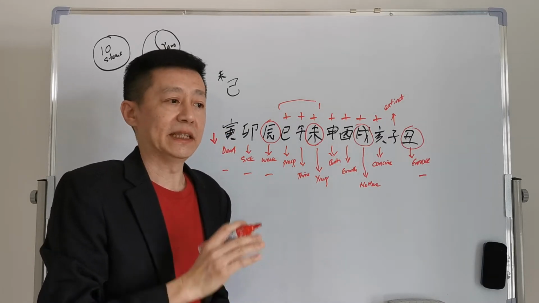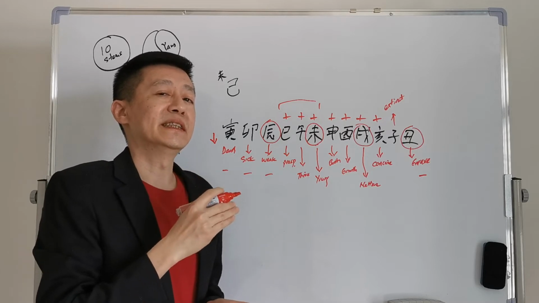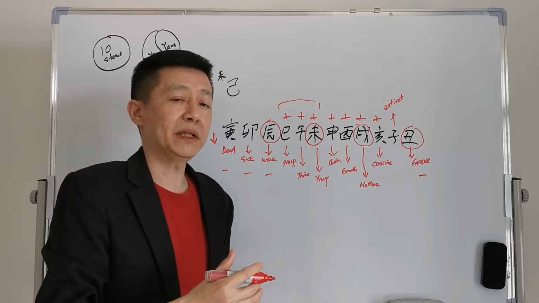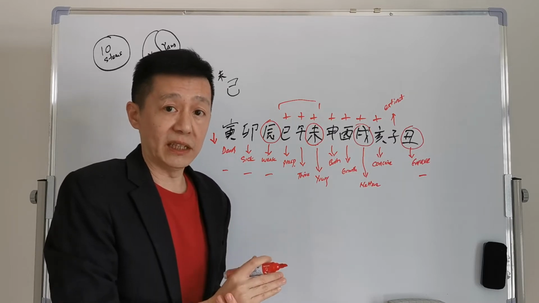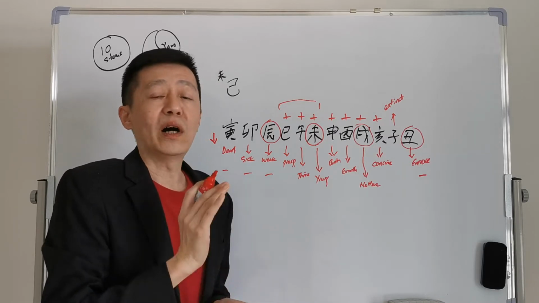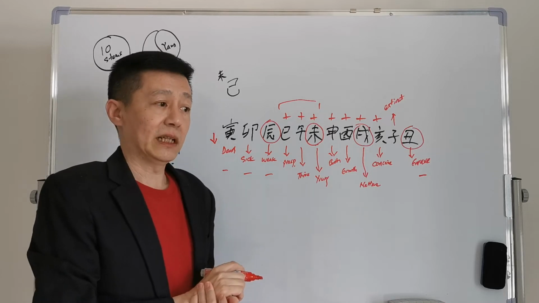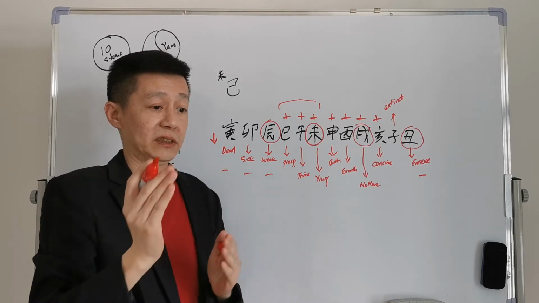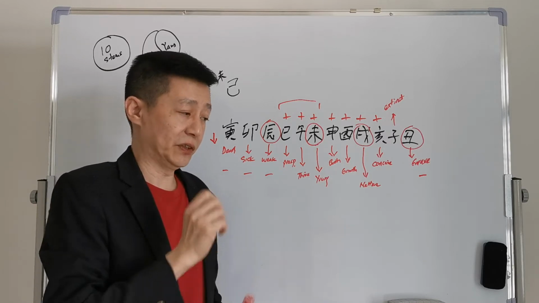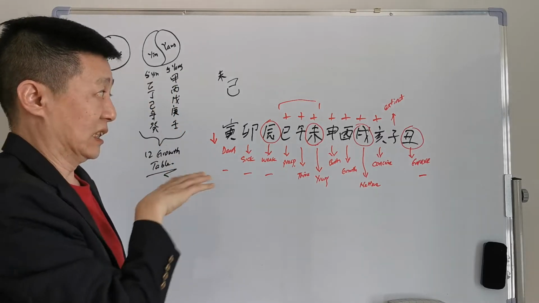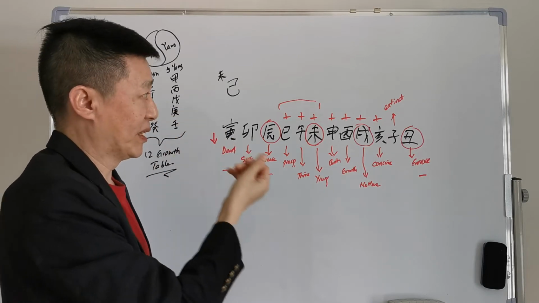Understand? Then you must also understand where this appears in a person's chart. It can appear in the year, in the month, in the day, or in the hour. All are different readings. How to read the year, the month, the day, the hour, I will cover in my next video. But this is the concept. You must learn all this.